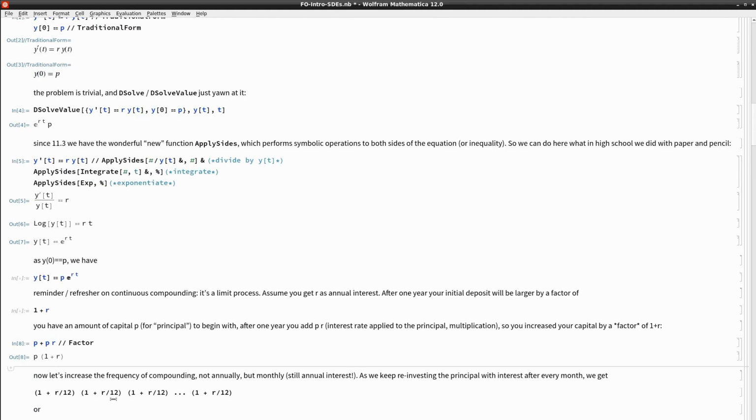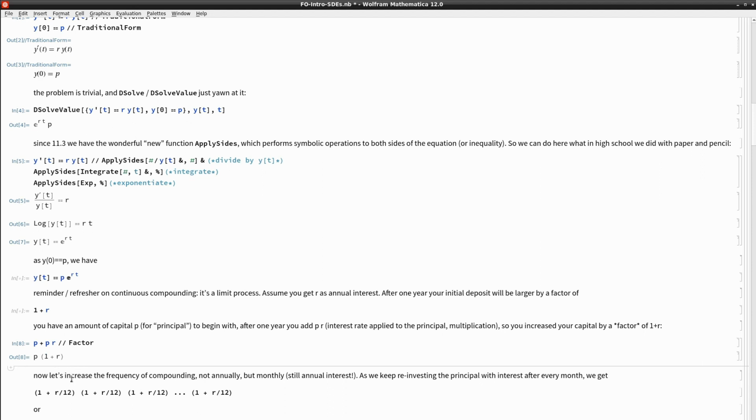You have $100. After 1 year you get 5% interest, so you get $105. That's your new account value, and this means that you are multiplying your principal with 1.05, right? 1 for 100% of your principal plus your interest rate. So this is a factor of 1 plus r that you multiply with your principal.